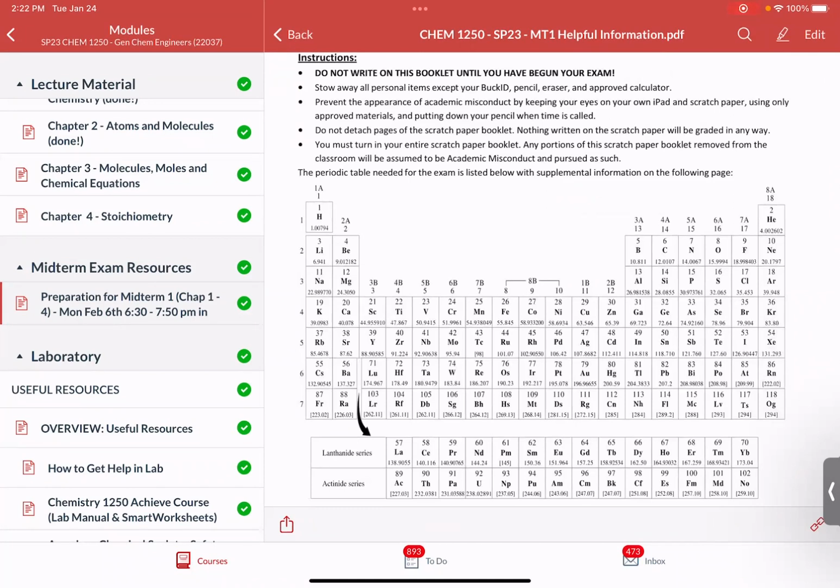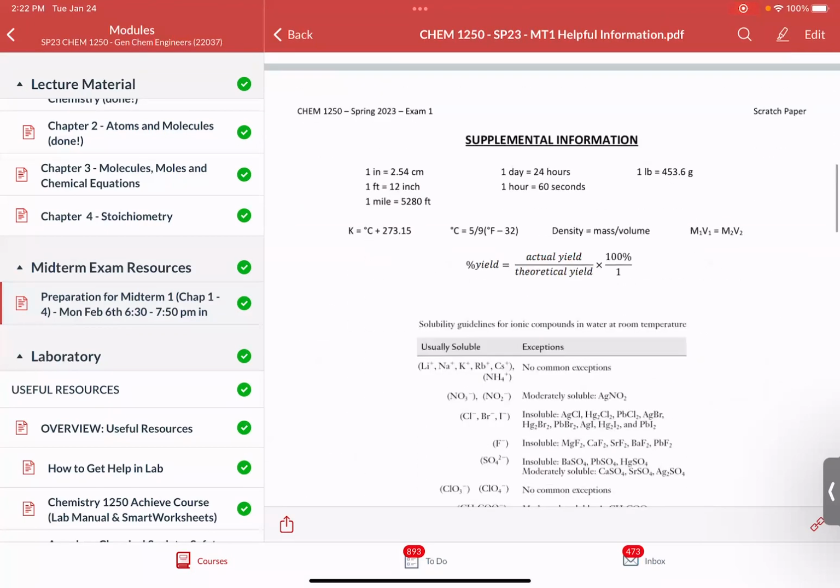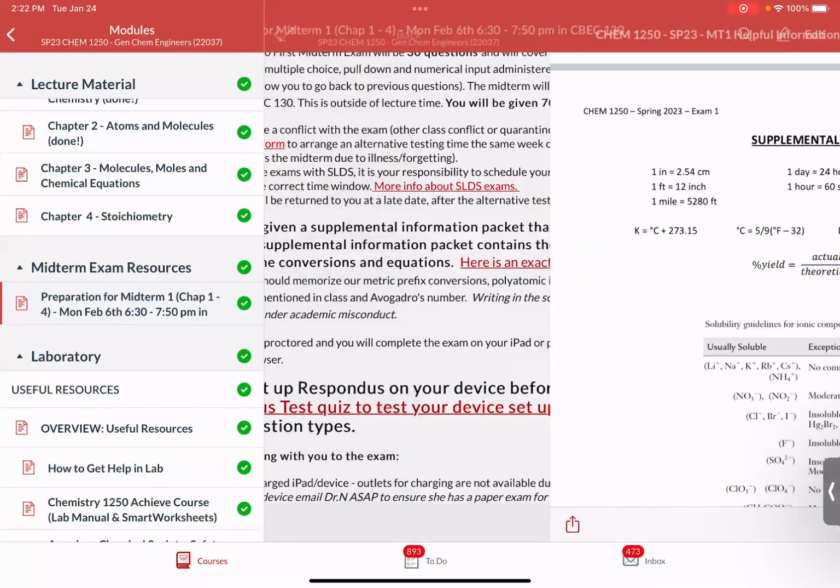So no questions of, will I get this equation? Will I get this conversion? It's literally right here, right? So everything is right here. So during your studies, you should be referring to this, knowing, oh, I'll be given this piece of information. Oh, I'll be given this unit. All right, so it's all right there.